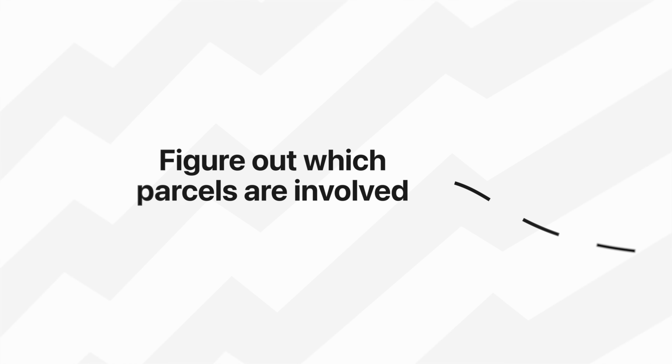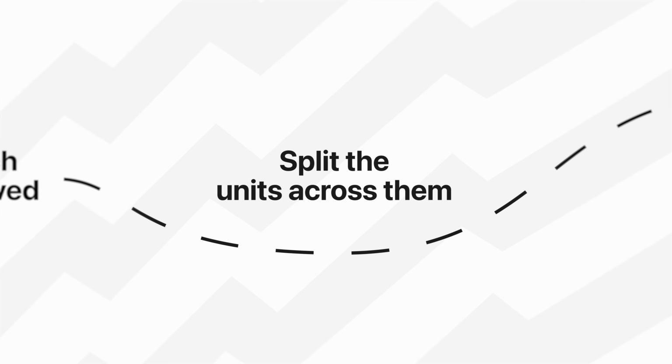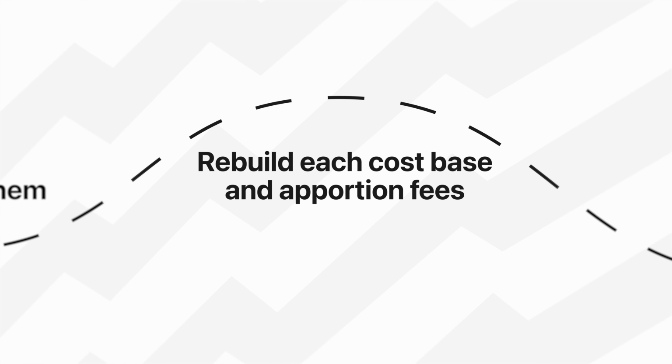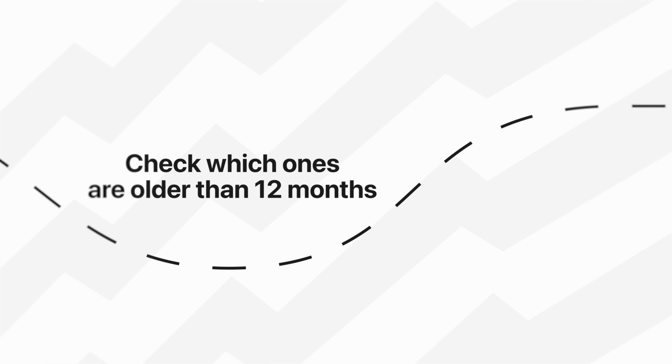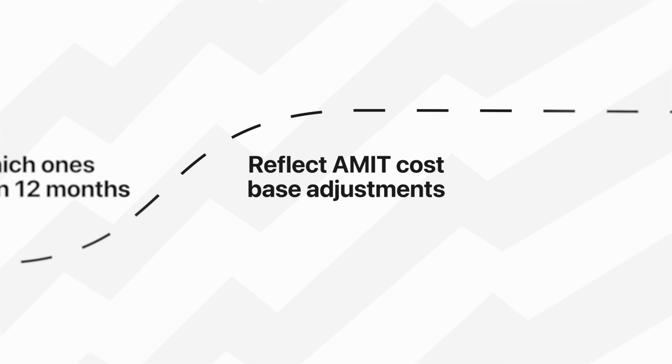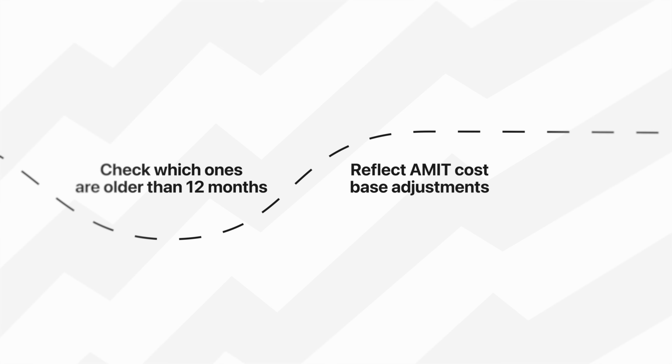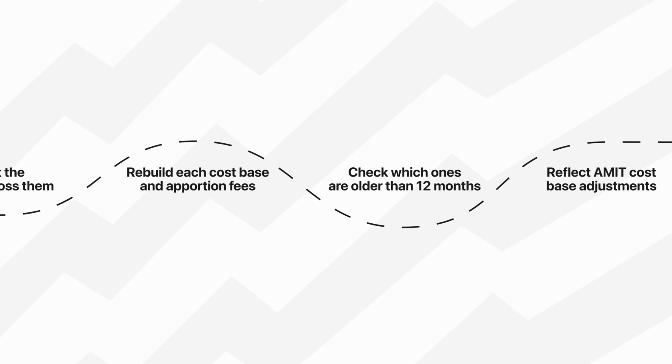To record just one sale properly, you need to figure out which parcels are involved, split the units across them, rebuild each cost base and apportion fees, check which ones are older than 12 months, and for ETFs, reflect any AMIT cost base adjustments in the calculation. It's a lot of steps and a lot of places to make mistakes.